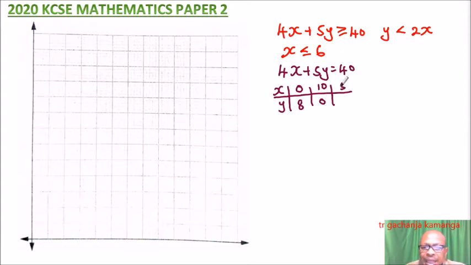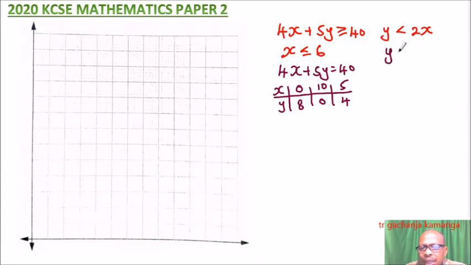We can say x is 5. This will be 20, you take it to the other side, so y will be 4. So that table will help us to plot this line, and then we will determine. Then we have this one.